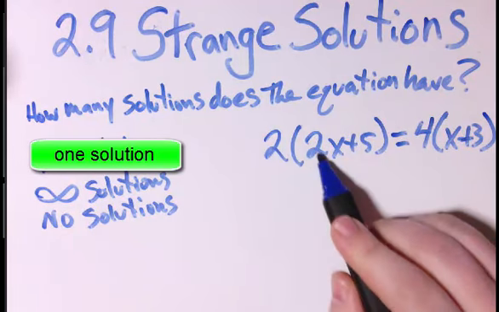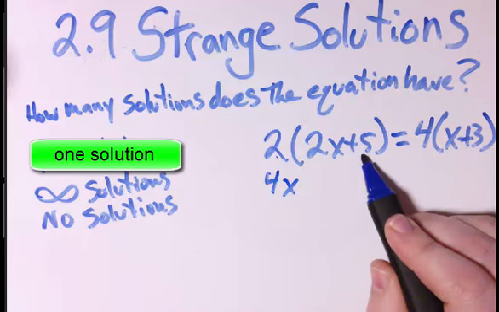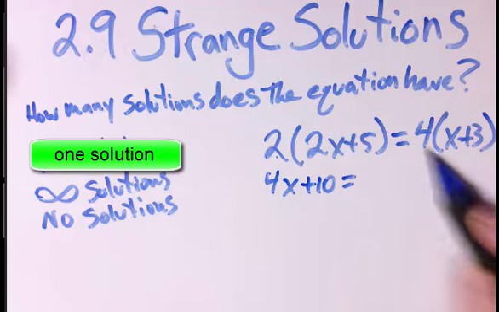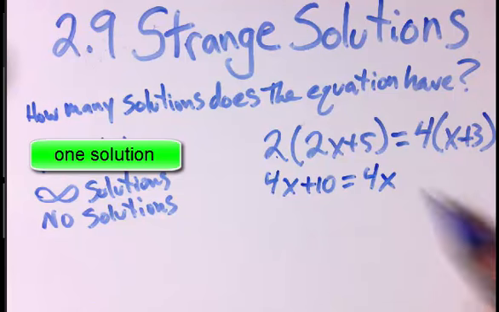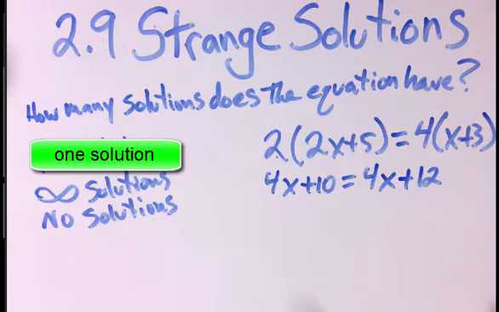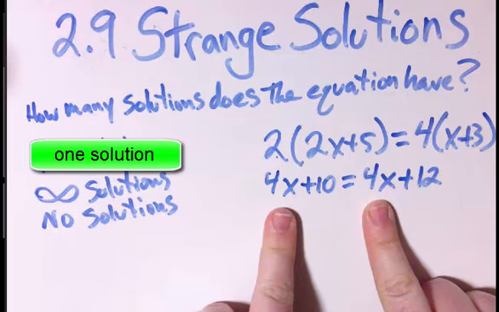So 2 times 2x gives us 4x. 2 times 5 gives us 10. 4 times x gives us 4x. And 4 times 3 gives us 12. So right off the bat, what you can notice is that both of the variables have the same coefficient in front of them. They both are 4x.